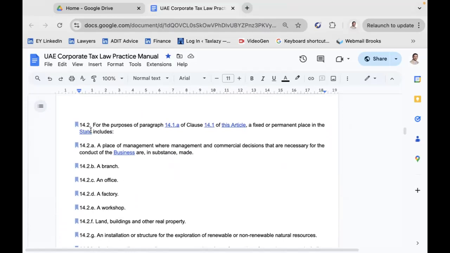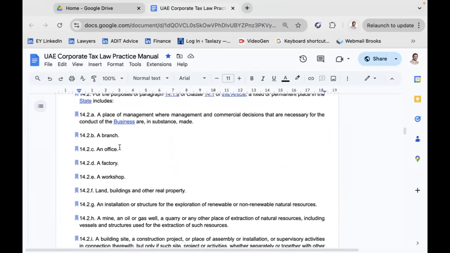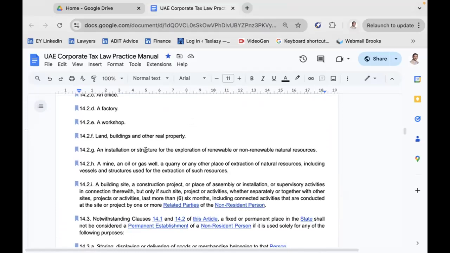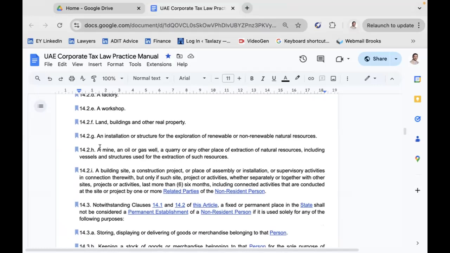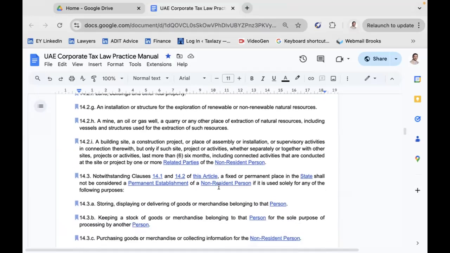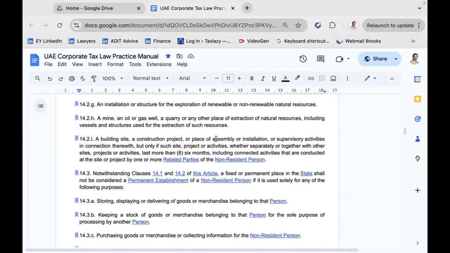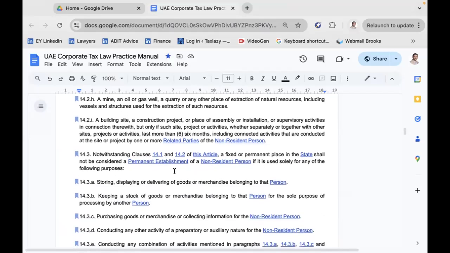So, what else is there? Now they are giving, from the second clause of Article 14, the examples. A place of management where management control decisions are taken, branch, office, factory, workshop, land, building, real property, installation or structure, exploration of renewable or non-renewable natural resources like a mine or a quarry or an oil well, for example, right? A mine or an oil and gas well, quarry, etc. Building site, construction project, place of assembly or installation, etc. So all of these were examples of permanent establishment.